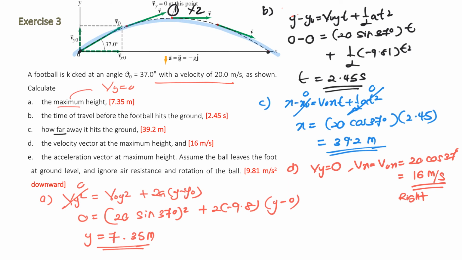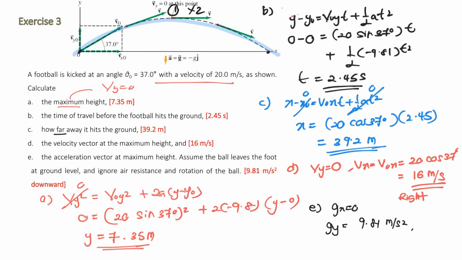And the last question, E, the acceleration vector at maximum height. I know that everyone of you definitely knows the only acceleration that exists here is gravitational acceleration. Your g x is definitely going to be 0 because air resistance is negligible. So the only thing we have is g y, the gravitational acceleration in the vertical direction, which is 9.81 meters per second squared.